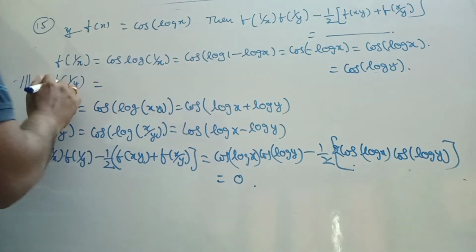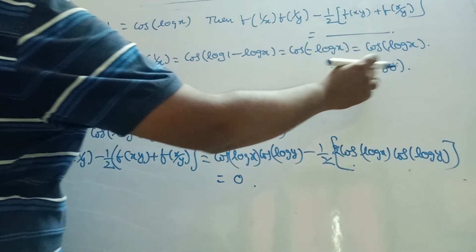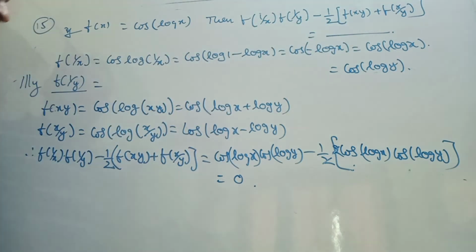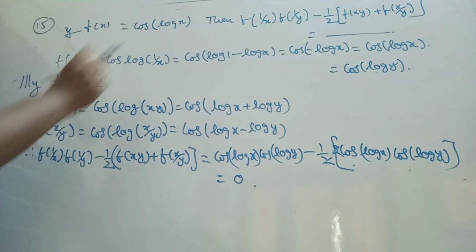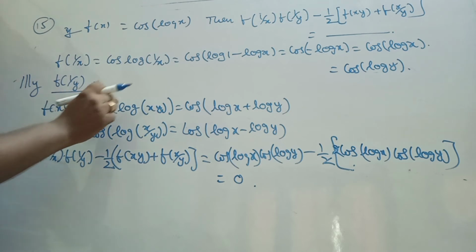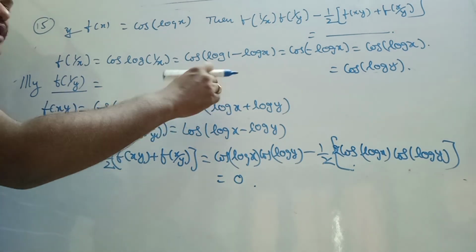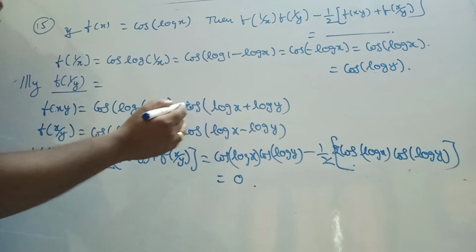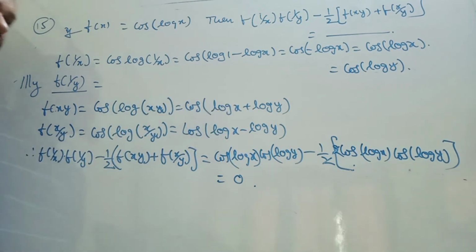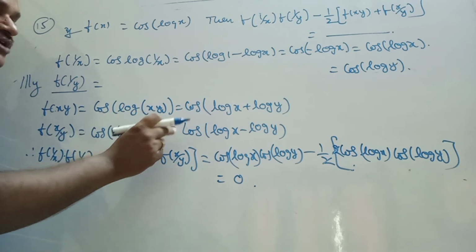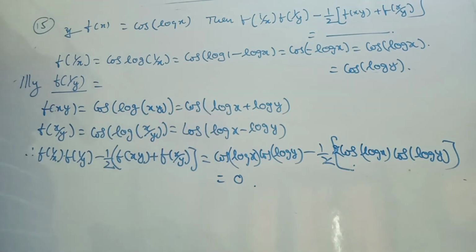In a similar way, f of 1 by y, we will get in the same fashion, instead of x we have y, cos of log y. Now we need f of xy, cos of log xy. You know log mn equals log m plus log n. That's why cos of log x plus log y we have here. And f of x by y means cos of log x minus log y.